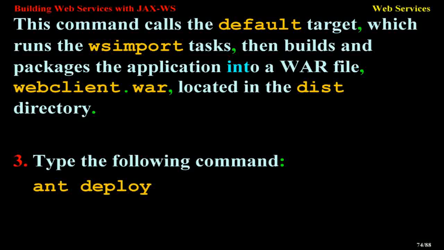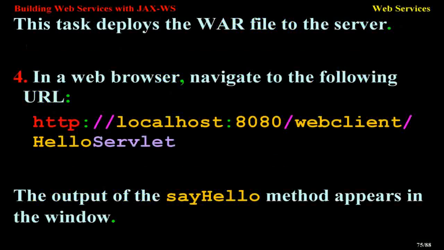Type the following command: ant deploy. This task deploys the WAR file to the server. In the web browser, navigate to the following URL: http://localhost:8080/webclient/HelloServlet. The output of the sayHello method appears in the window.